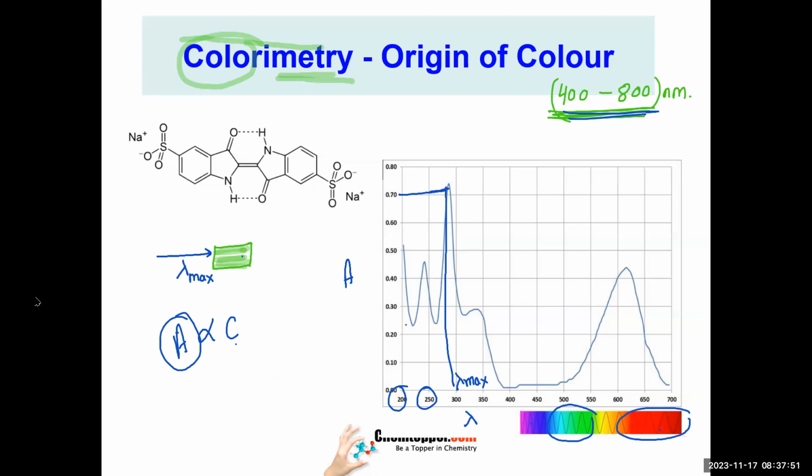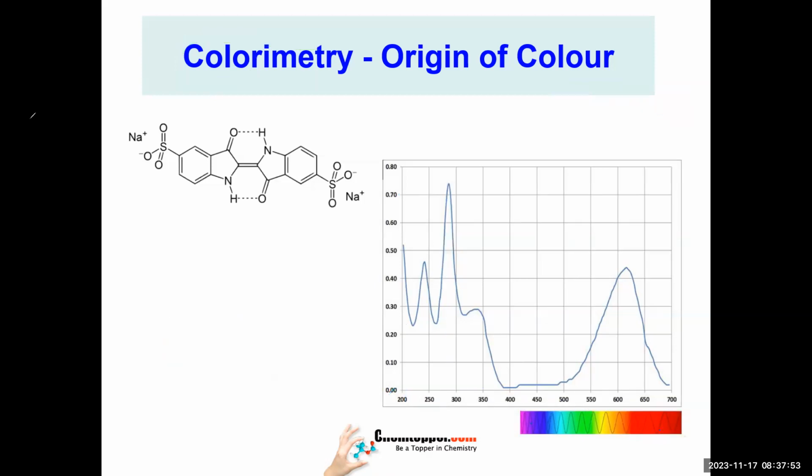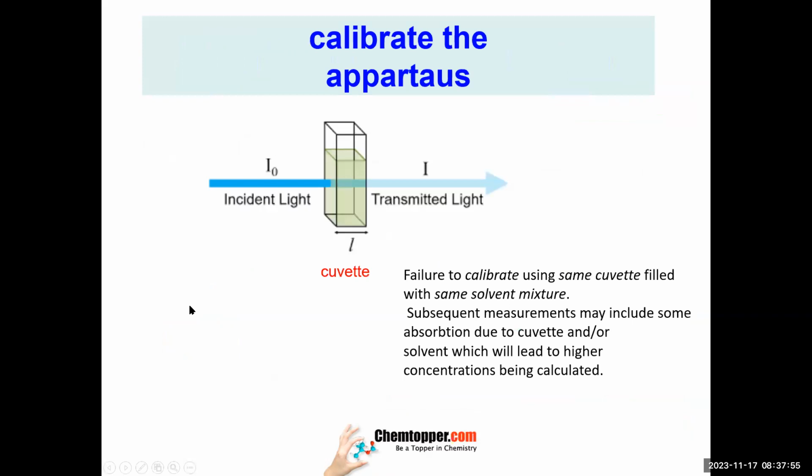So moving on, children, this is the selection of the wavelength, how to select the wavelength. This is the setup of the apparatus. Incident light, transmitted light. This is the sample. This is the length of the sample tube, L. And absorbance, which is the ratio of transmitted light to incident light, no units, right?